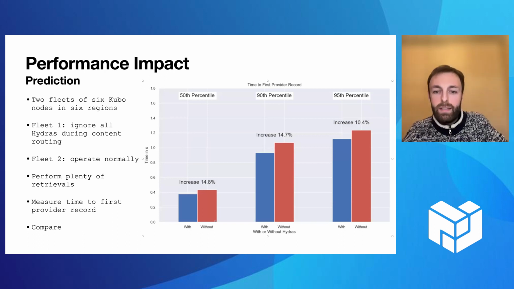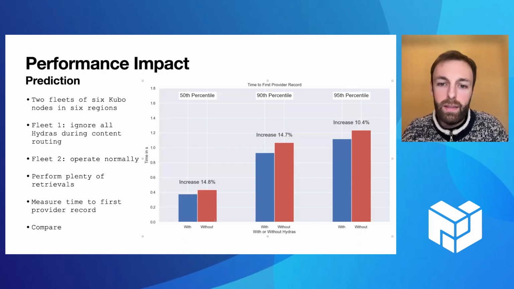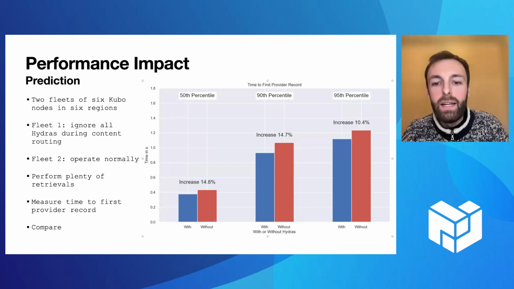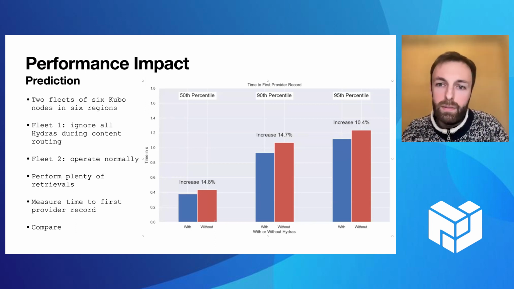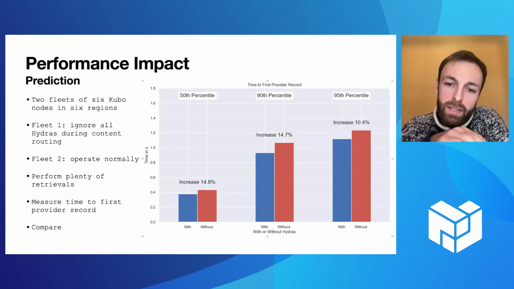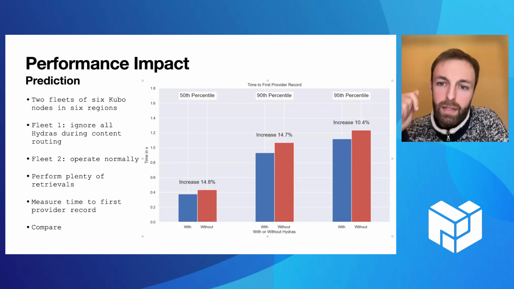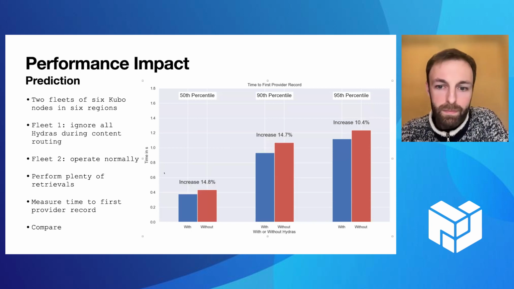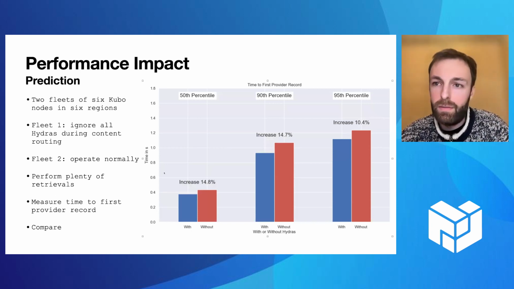So the blue bars are the ones that didn't ignore the Hydras, and the red bars are the ones that ignored Hydra responses. Each set of bars is the 50th, the 90th, and the 95th percentile. As we can see, if we ignore the Hydra response, we incur a performance hit. Each retrieval gets a little slower, but as management has decided, this is reasonable.